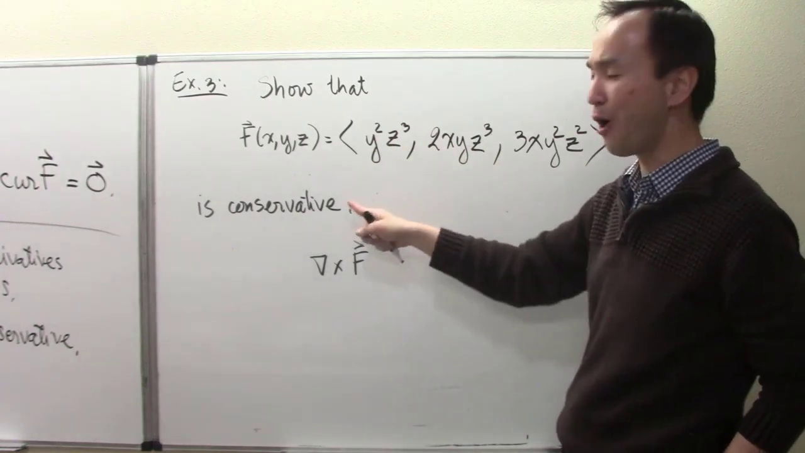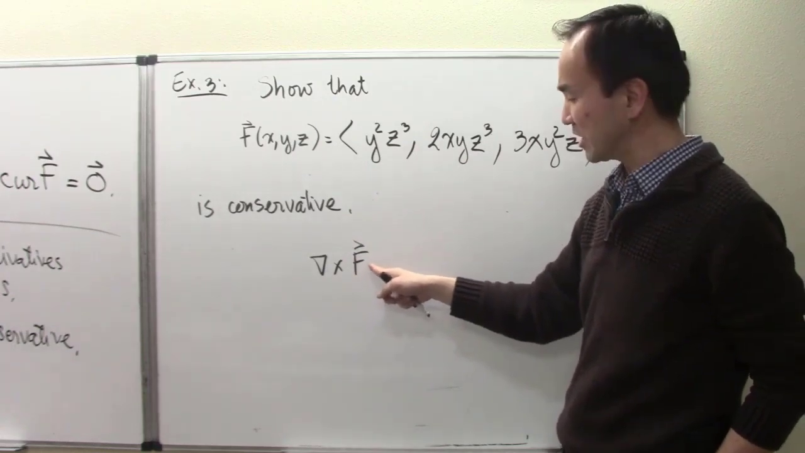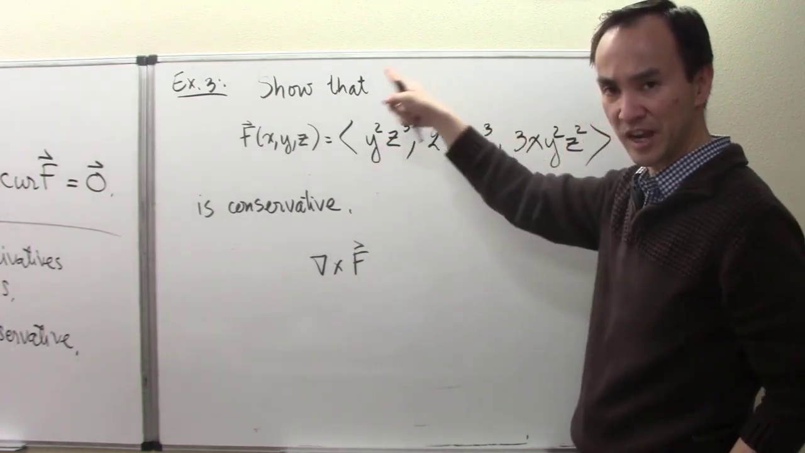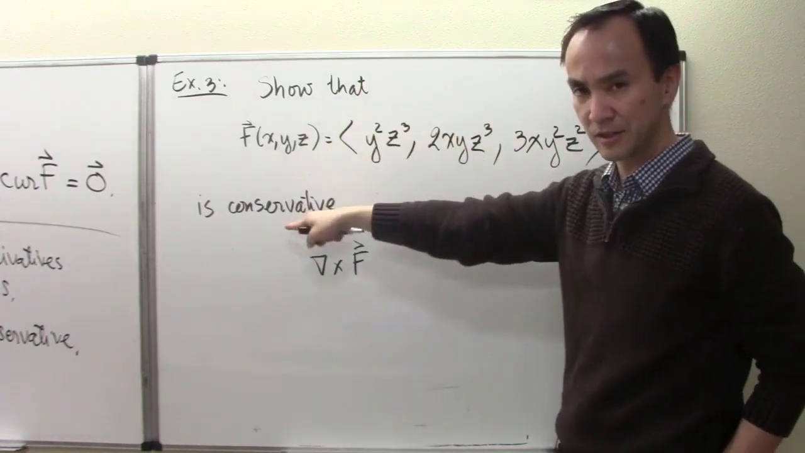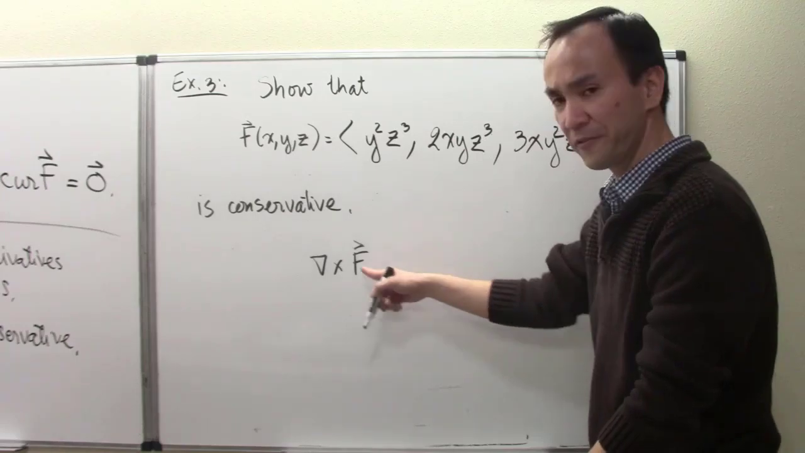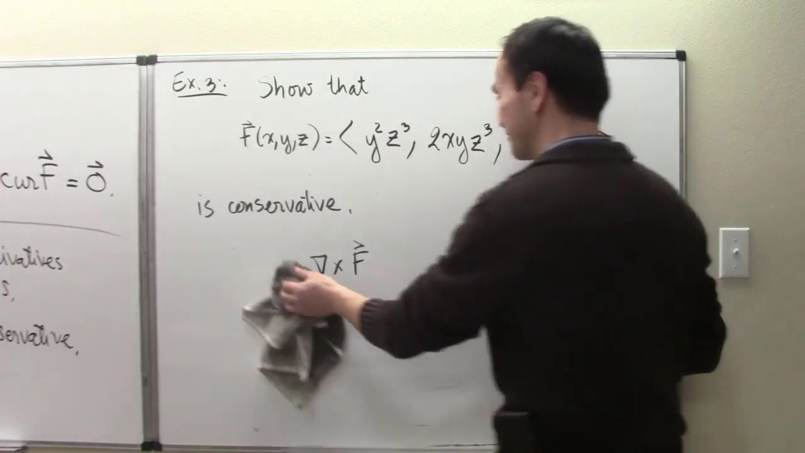So now all we have to worry about is calculating the curl of F, and once this turns out to be 0, that is enough, and that's sufficient to say that this vector field is conservative. Okay. And so now I'm going to go ahead and fire up the curl calculation work right here.